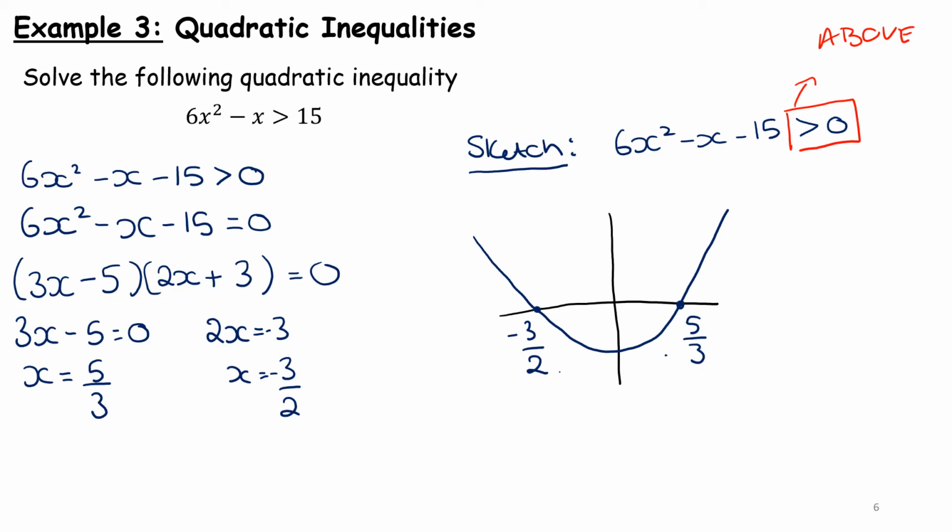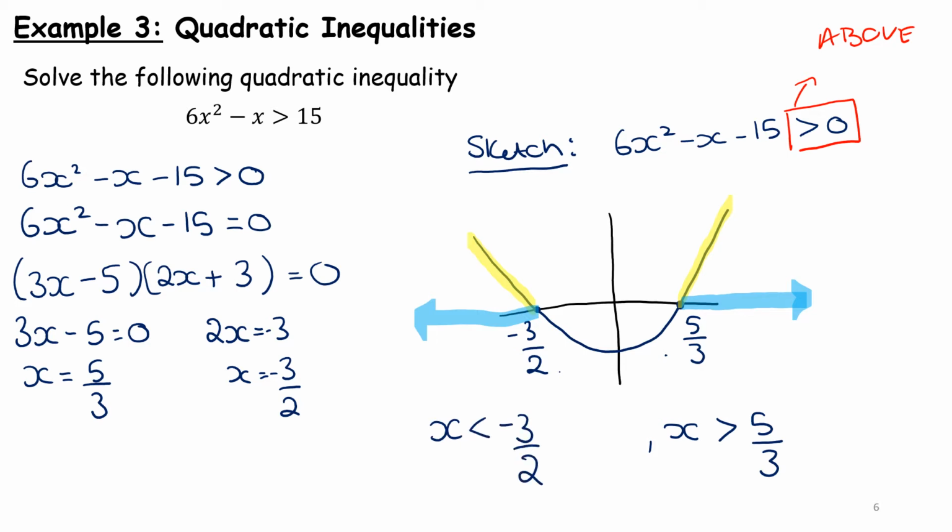I'm talking about above the x-axis, so here and here. Those corresponding x values are represented on the number line here and here. So that is x is greater than 5 over 3 and x is less than minus 3 over 2. Remembering again that we do not have an equals in this question, so there is no equals in our answer.